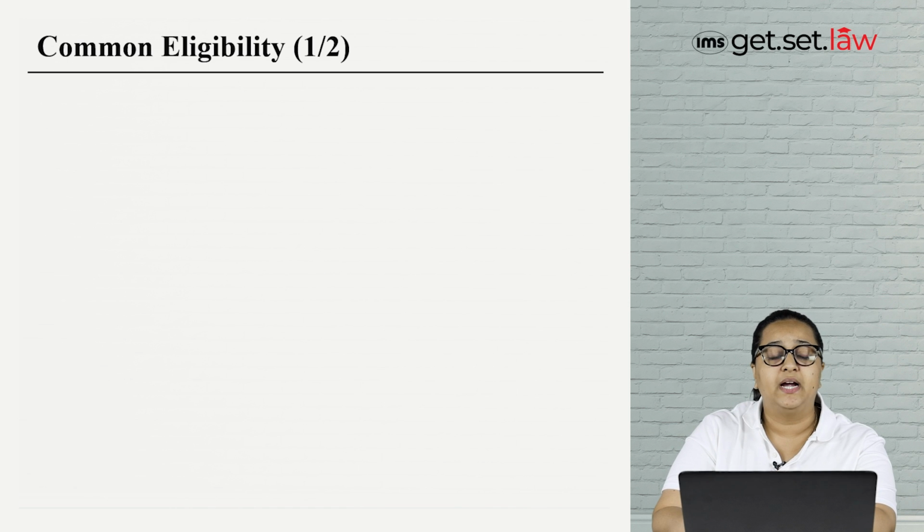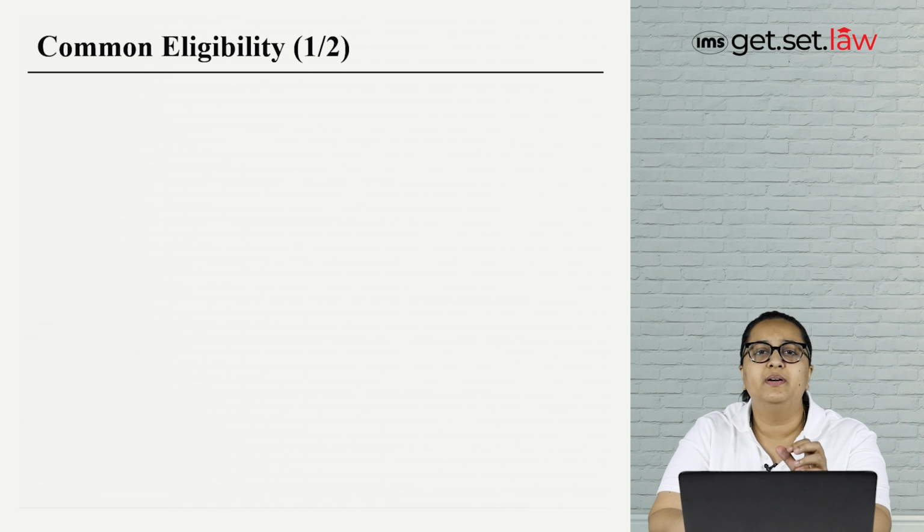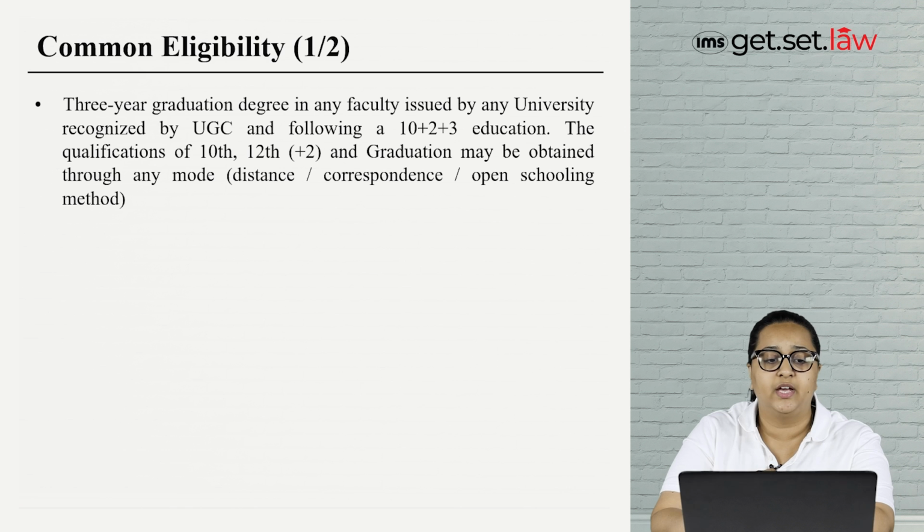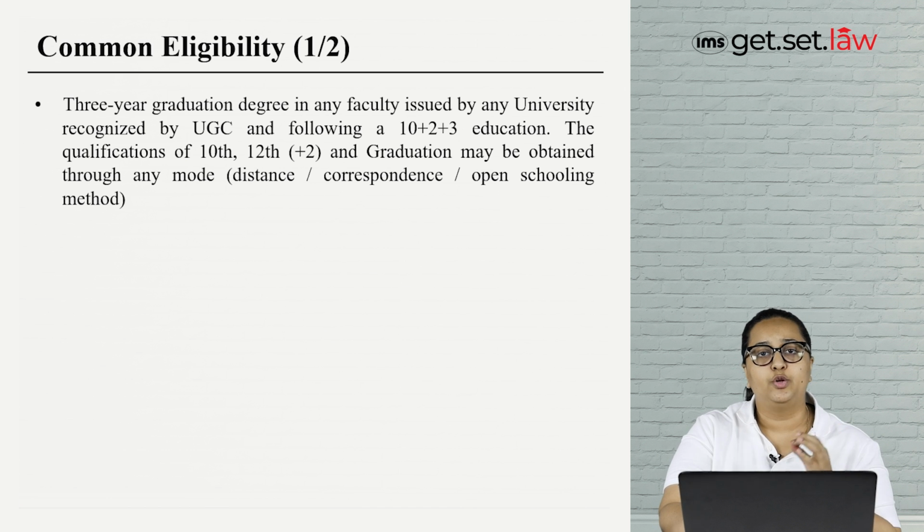Coming to the next part, we can see that there are certain common eligibilities that you must be aware of. The first one is a 3-year graduation degree in any faculty issued by a university recognized by the University Grants Commission, that is UGC, following a 10 plus 2, that is till 12th, plus 3 years of graduation. That is the pattern that has to be followed.